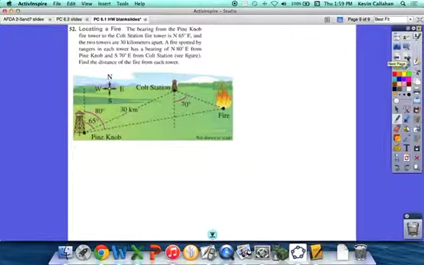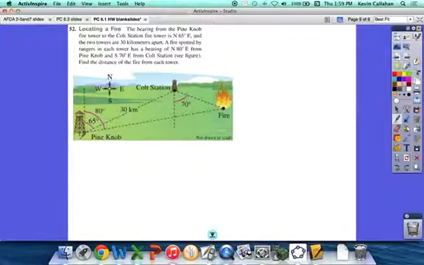And the last homework problem, right? The bearing from the Pine Knob Fire Tower to the Colt Station Fire Tower is north 65 degrees east. Okay, well, at least this time they're giving it the way we understand bearing. North 65 degrees to the east. And the two towers are 30 kilometers apart. Okay, that's labeled. A fire spotted by the rangers in each tower has a bearing of north 80 degrees to the east from Pine Knob, and south 70 degrees to the east from Colt Station. Find the distance of the fire from each tower.